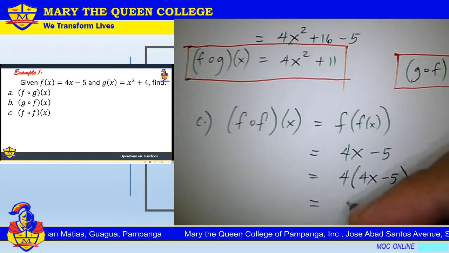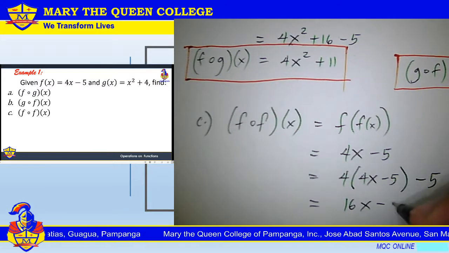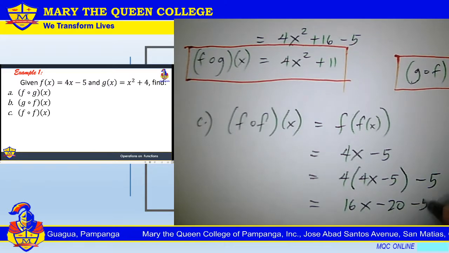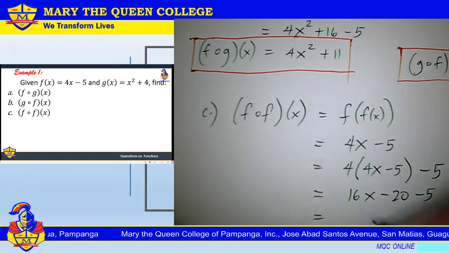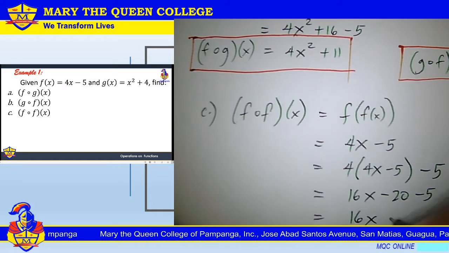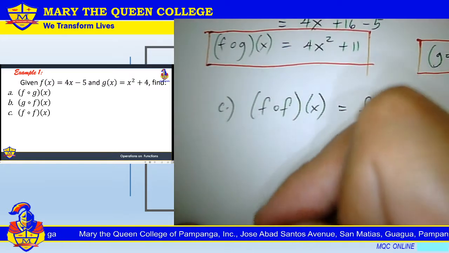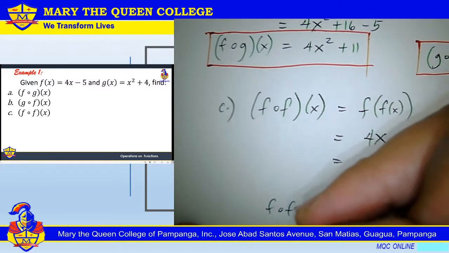Then, simplify, we have 16x minus 20 minus 5. Simplify it further, we have 16x minus 25. So, that is f of f of x.